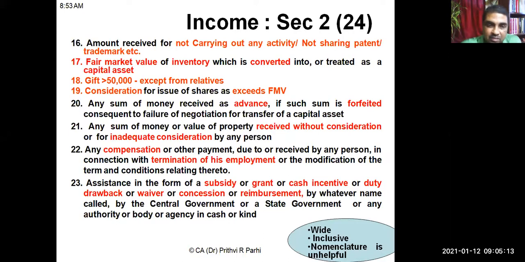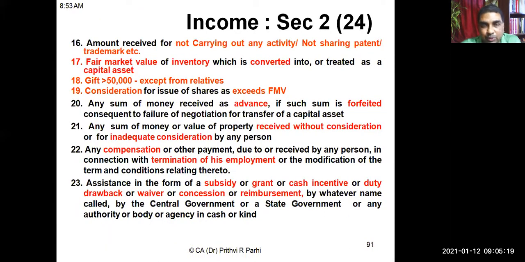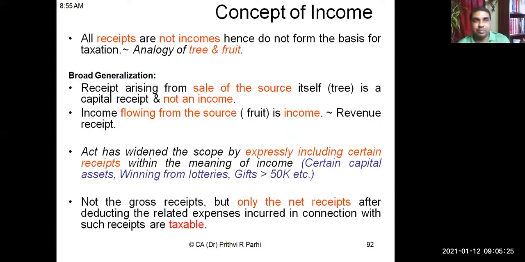Did you understand? Yes, sir. Did you understand the definition? Yes, sir. This is the definition of income, which is provided under the Income Tax Act 1961. And you need to understand a few more concepts relating to that. First concept is that, as some of you might know, all receipts are not income.